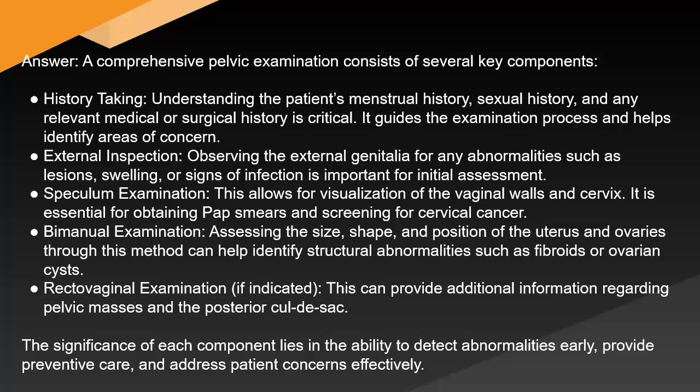External inspection, observing the external genitalia for any abnormalities such as lesions, swelling, or signs of infection, is important for initial assessment. Speculum examination. This allows for visualization of the vaginal walls and cervix. It is essential for obtaining Pap smears and screening for cervical cancer. Bimanual examination. Assessing the size, shape, and position of the uterus and ovaries through this method can help identify structural abnormalities such as fibroids or ovarian cysts.